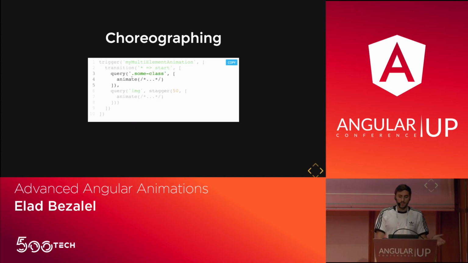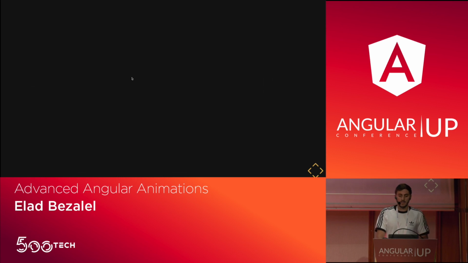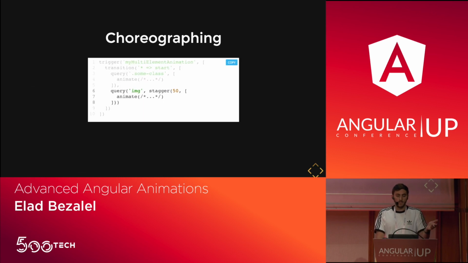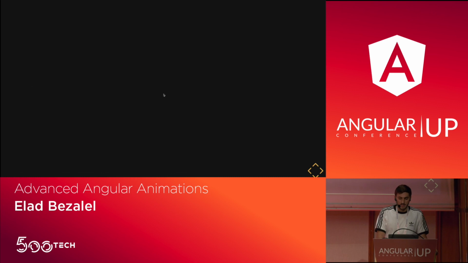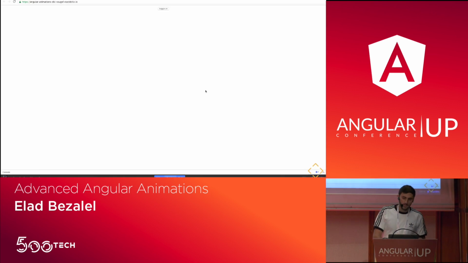So I can query for some elements internally and just animate them one after another. And this is all available for us just in Angular. So let's see an example here. Once I click toggle on, you'll see a list of items entering, and once I toggle off, they are leaving, and they are all animated. And this is really nice. All I had to do was query for elements. So you should use it.